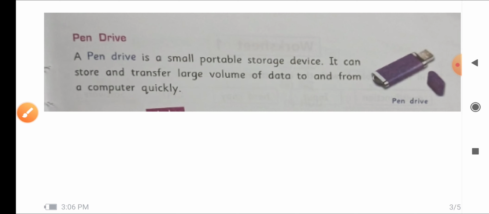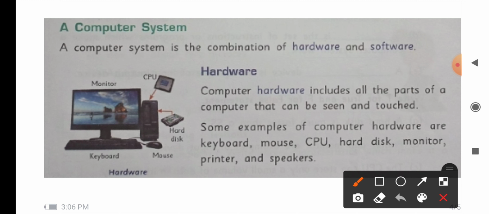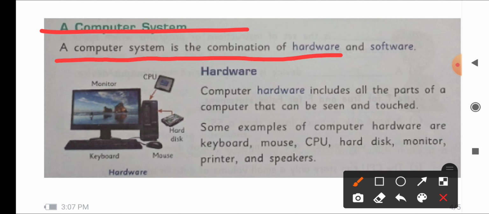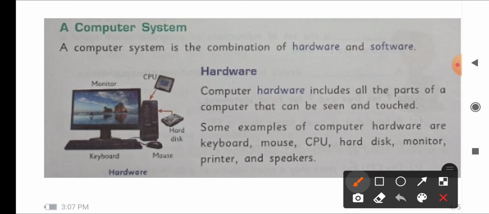Now we will see our next topic, that is a computer system. What do you mean by a computer system? What are the things it consists of? A computer system is a combination of hardware and software. When we talk about a computer system, we generally have two components. One is the hardware and the other one is the software. Let us see first what is the hardware.